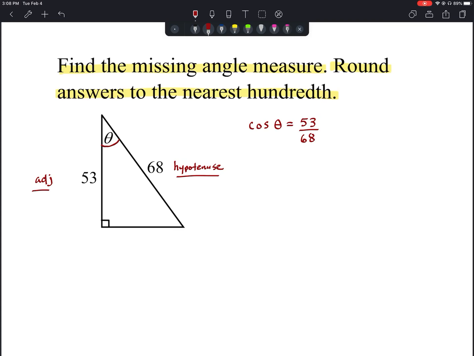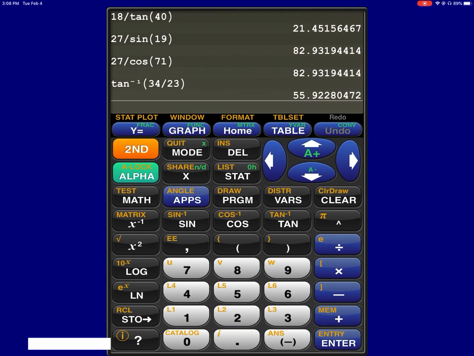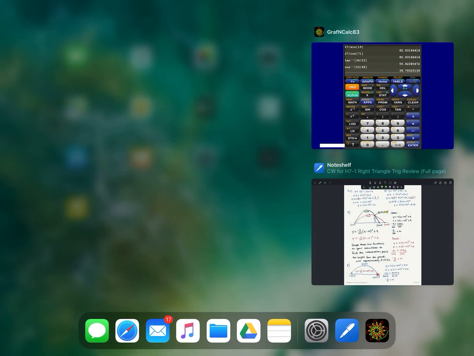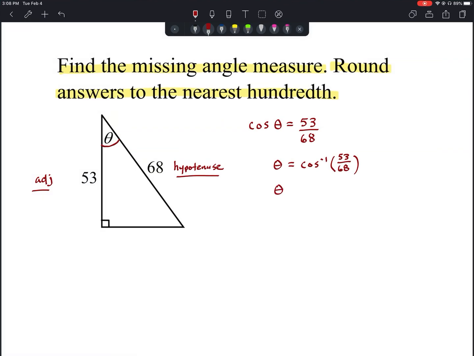Now, if in geometry you didn't show that you were taking the inverse cosine on each side and you went more to this, that's okay. I have no problem with that. We're going to say theta equals the inverse cosine of 53 over 68. We'll type that in on the calculator. Inverse cosine of 53 over 68. Hit enter, and it looks like it's about 38.79 degrees. And that would be our missing angle.